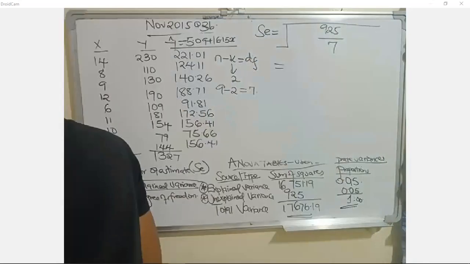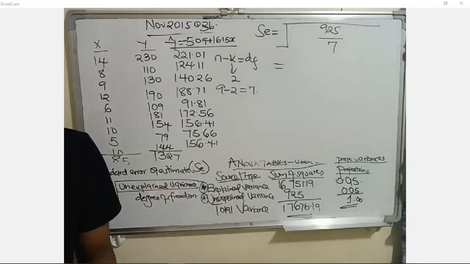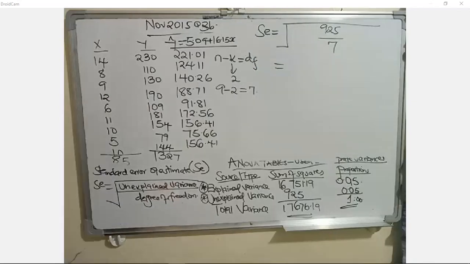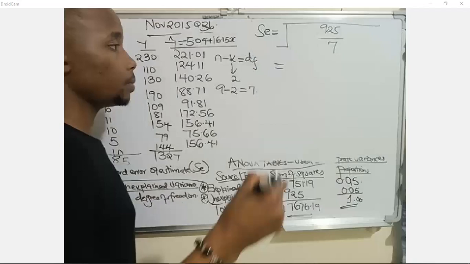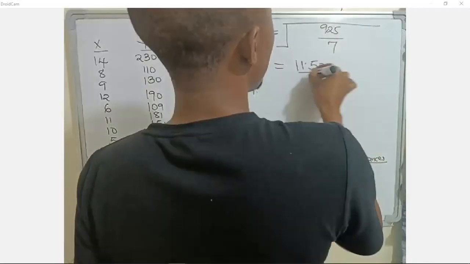How much is this? What is our standard error? 132.14. You have gotten 132. 925 divided by 7, then you root your answer, you'll be able to get 11.50. 11.50. Did you get something like that?